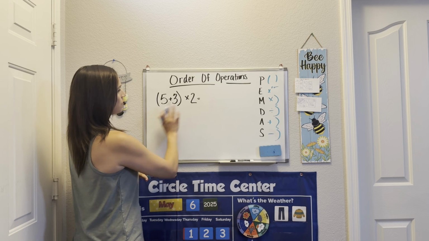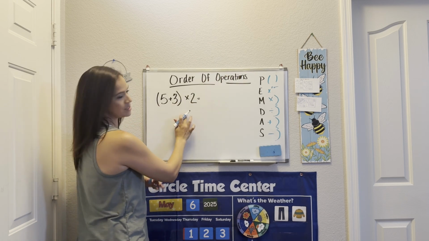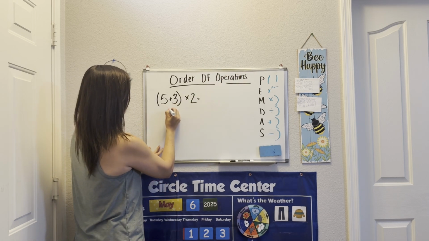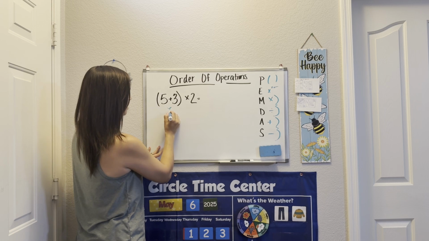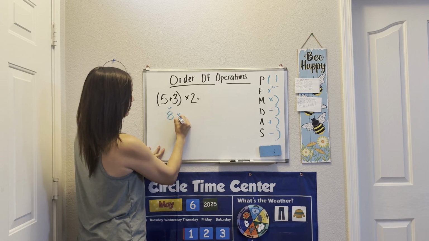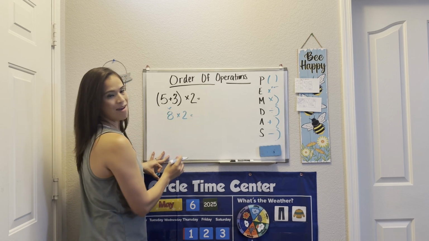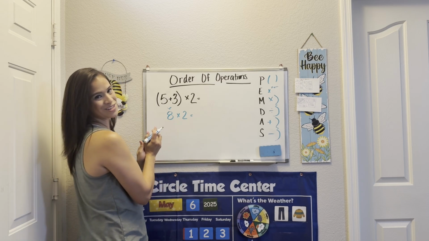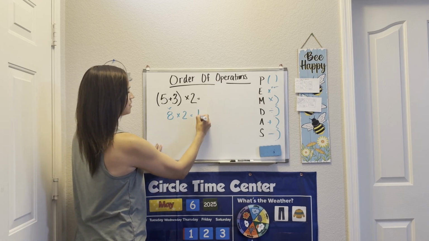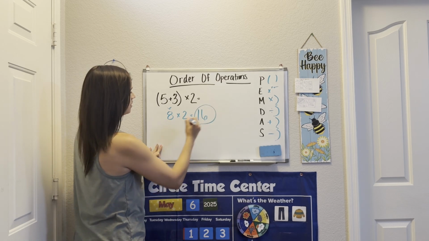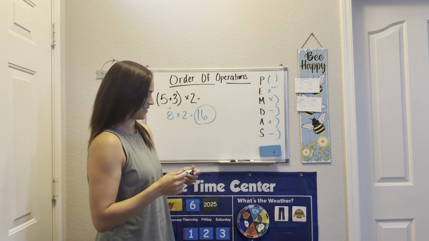Alrighty, so for this one we're going to do parentheses first, which is 5 plus 3, and that gives us 8. Then we're going to drop everything else down, and from here just solve. So 8 times 2 gives us 16, and we have our answer.